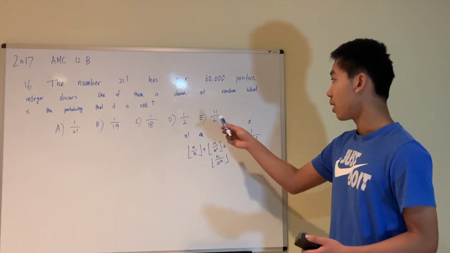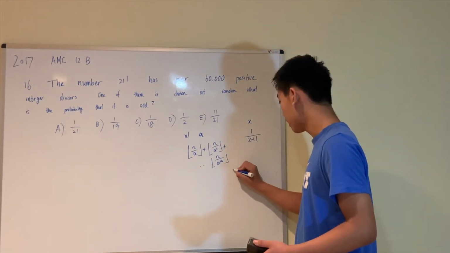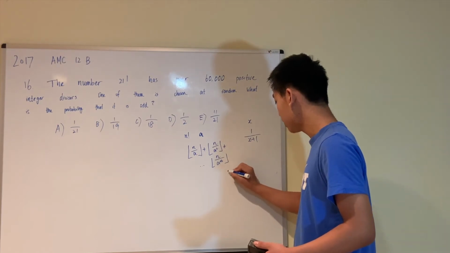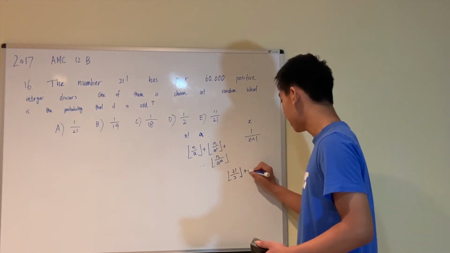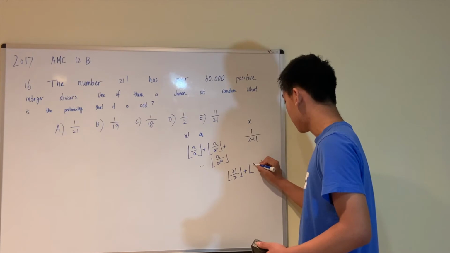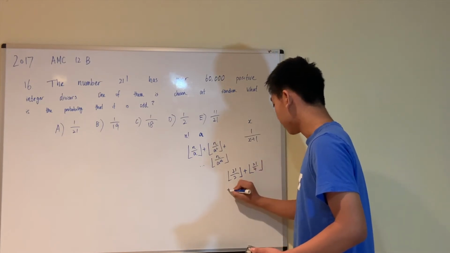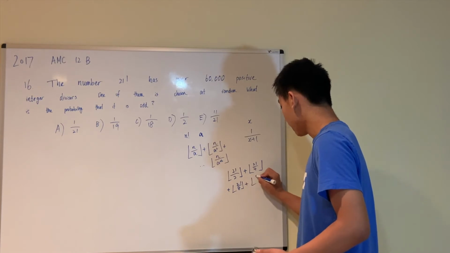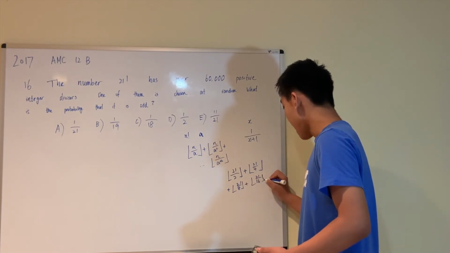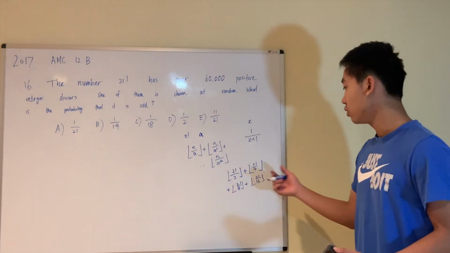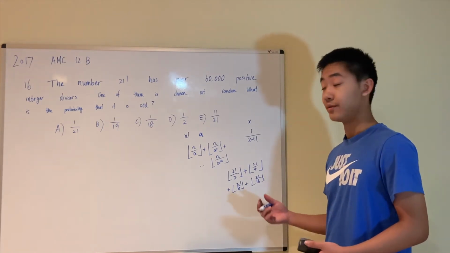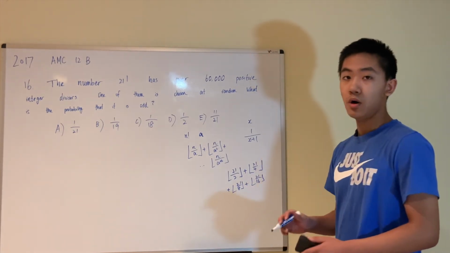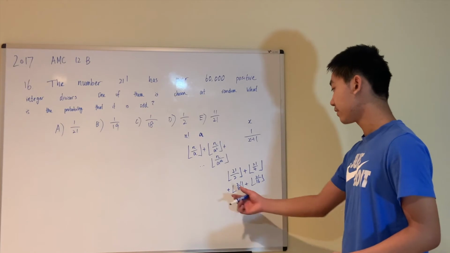So if we go back to our problem, we're going to have the floor function of 21 over 2, plus the floor function of 21 over 4, plus the floor function of 21 over 8, plus the floor function of 21 over 16. And after this point, we're going to have the floor function of 21 over 32, or 21 over 64, and all those are going to be 0. So we only have to compute this sum right here.